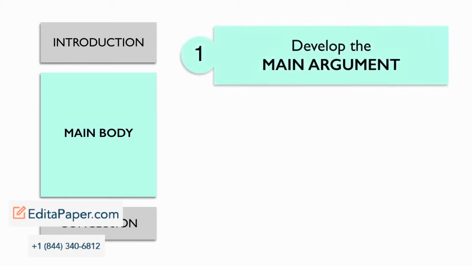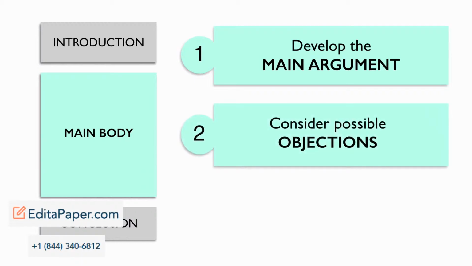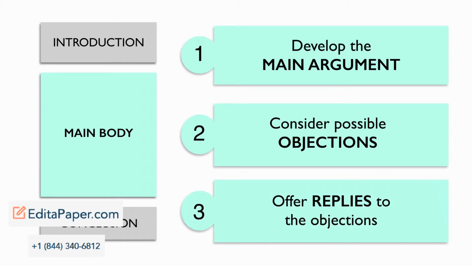Moving on to the main body of the essay, the structure of the main body will differ depending on the kind of essay you're writing. Here I'll just review the features of a standard argumentative essay. The primary goal of the main body is to present the central argument of the essay. There are many ways of doing this, but an essential part of any argumentative essay is to consider natural objections to the main argument, and then present replies that defend the argument against those objections.